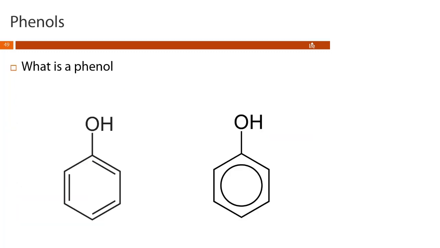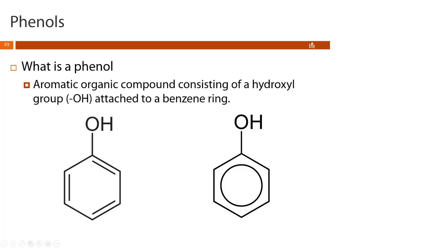Okay, so our next functional group we're going to talk about are phenols. So a phenol is an aromatic organic compound consisting of a hydroxy group attached to a benzene ring. So why do we differentiate alcohols and phenols? Why can't we just consider phenol an alcohol? Well, it's because they have very different chemistry.